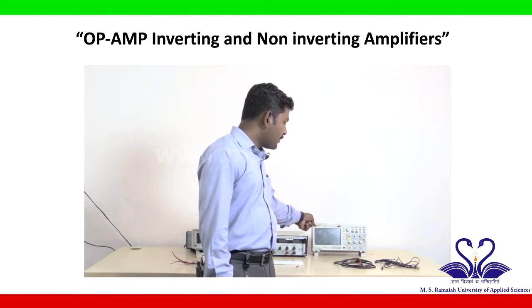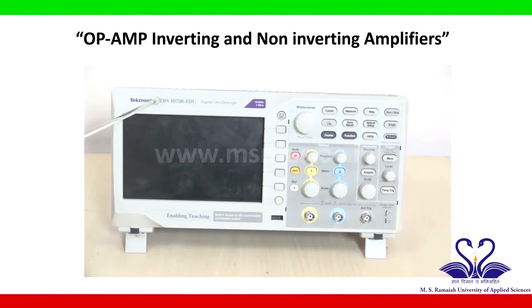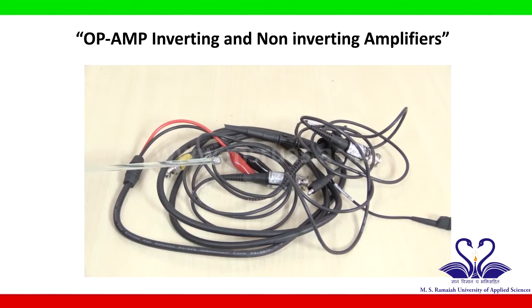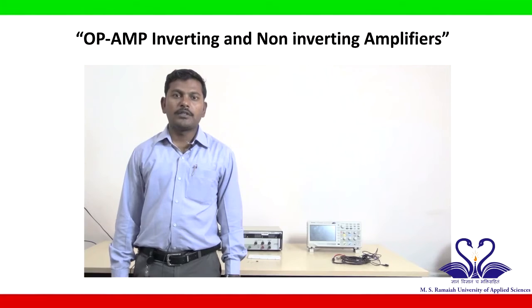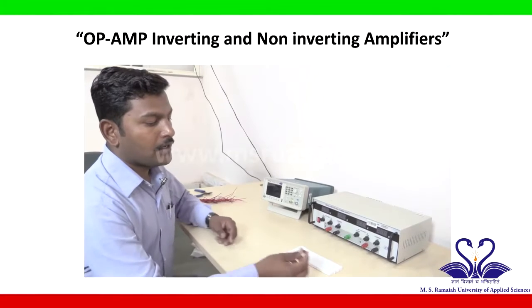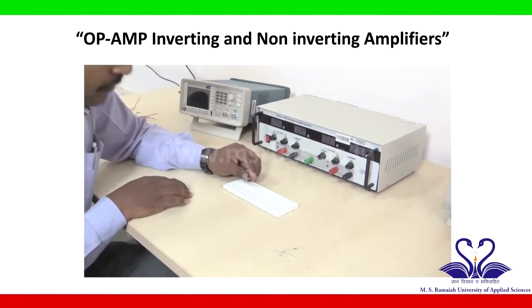Digital oscilloscope. This is digital oscilloscope. It is used to measure and observe any waveform in a circuit. And probes. These are probes which are used to connect oscilloscope to the breadboard as well as the function generator to the breadboard. Let us start the circuit connection of an inverting amplifier based on the given circuit diagram. Let us take an IC741, which is op-amp, and connect it on a breadboard.